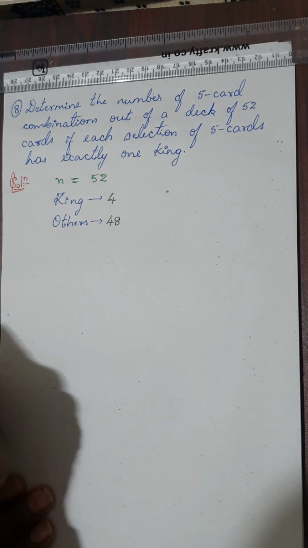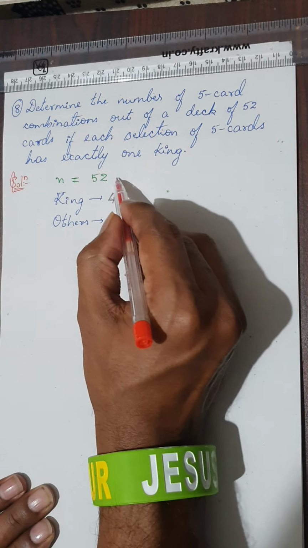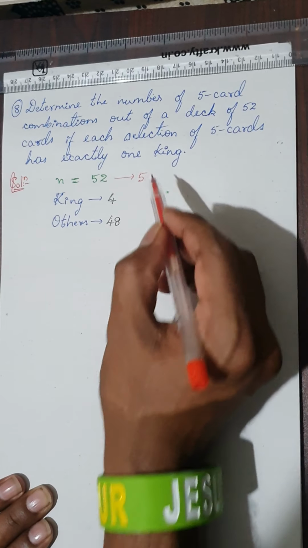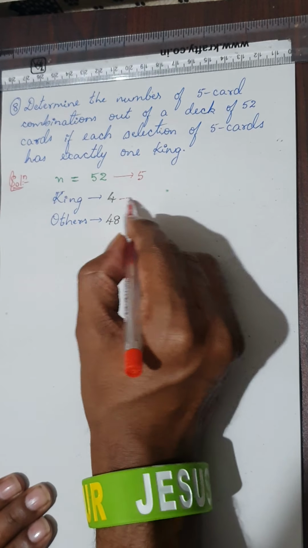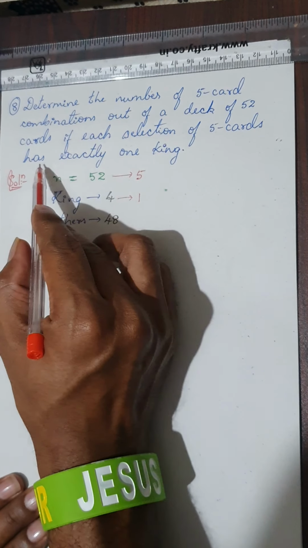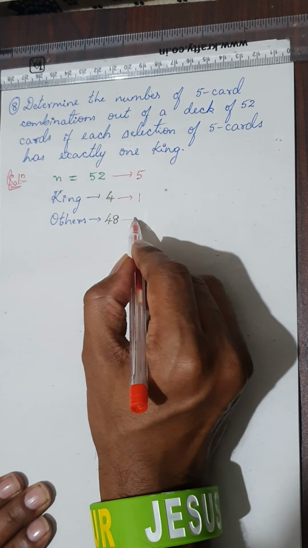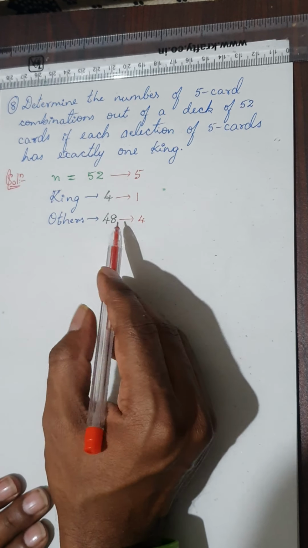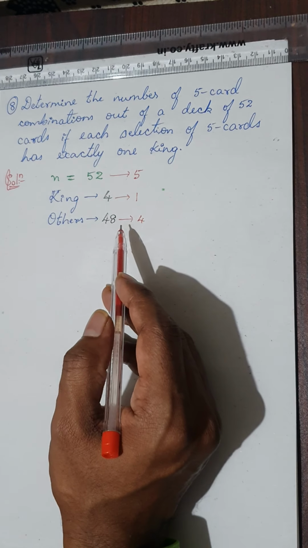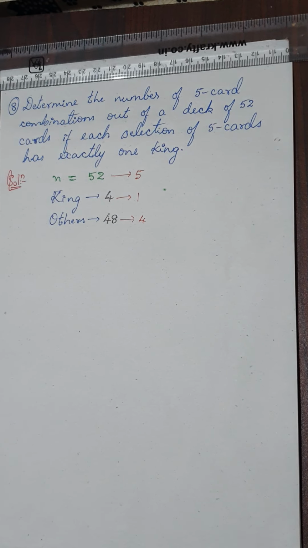Okay, now please make sure I have to make a 5 card selection. So out of 52 I have to select 5 cards. For these 5 cards, I have to select 1 from the kings because it should have exactly 1 king. That means the remaining 4 cards should be selected from the other cards. Okay, is it clear? Now see how we can solve this.